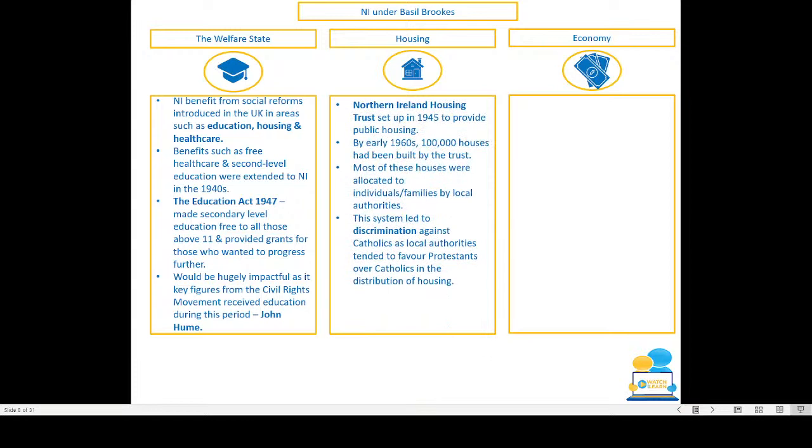So in housing, the Northern Ireland Housing Trust was set up in 1945 to provide public housing to the people of Northern Ireland. And this was successful. By the early 1960s, 100,000 homes had been built by the Trust.